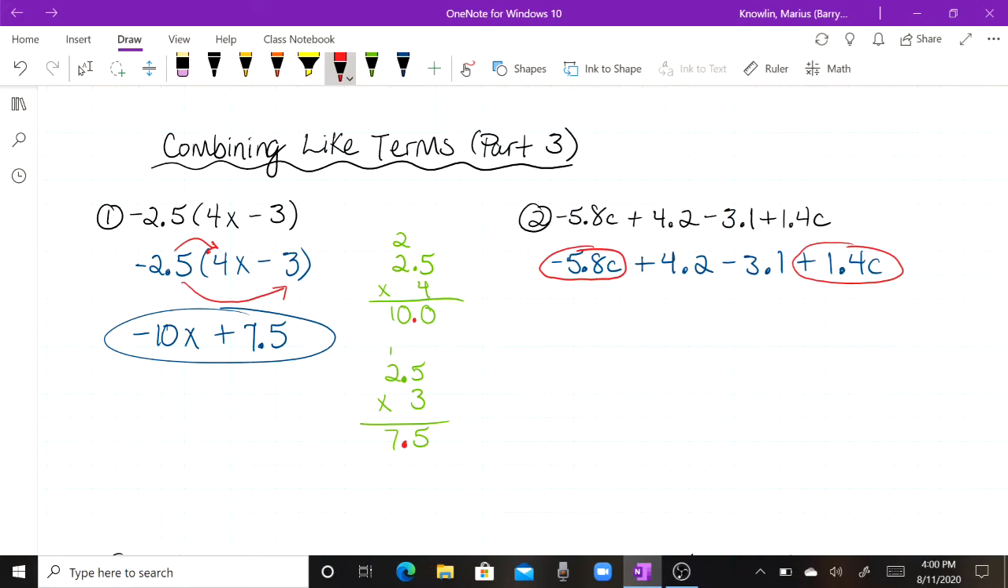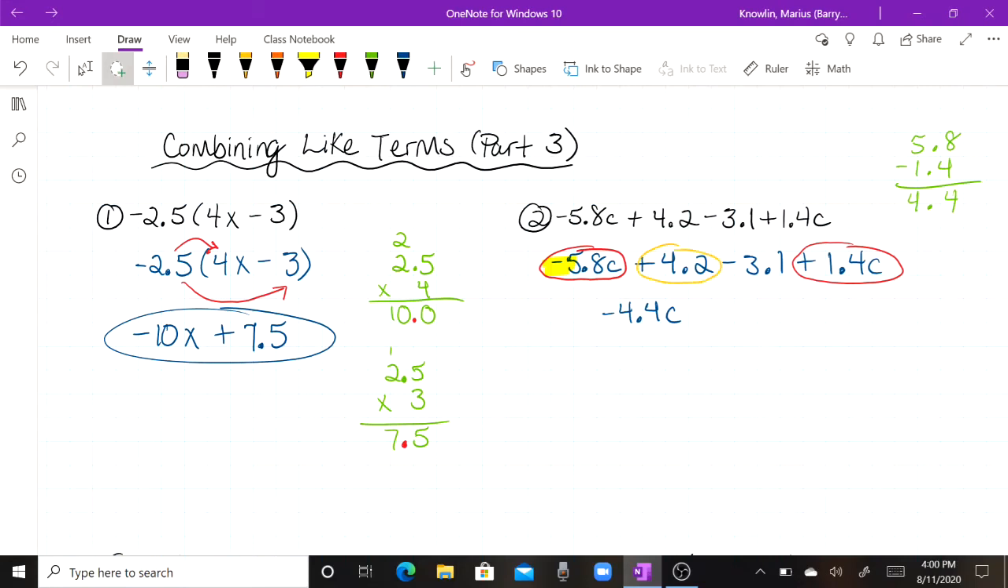So when I subtract off to the side, you can do the subtraction the regular way. 5.8 minus 1.4. You line your decimals up and subtract. 8 minus 4 is 4. 5 minus 1 is 4. Bring the decimal down. Now, the reason we subtracted, because one number was negative, the other one was positive. But look at the circled numbers. This is my biggest number and it's negative. So that 4.4 is going to be negative 4.4c.